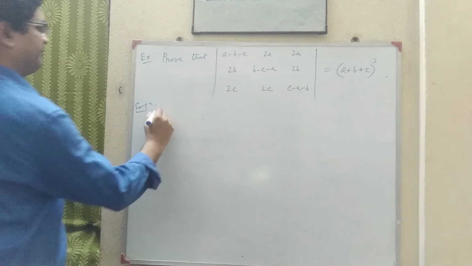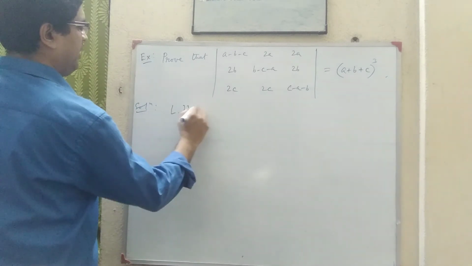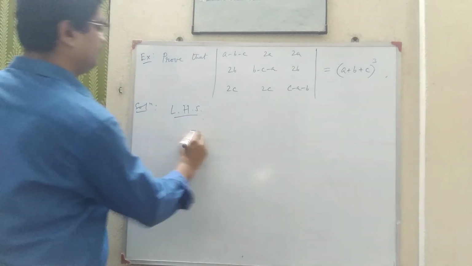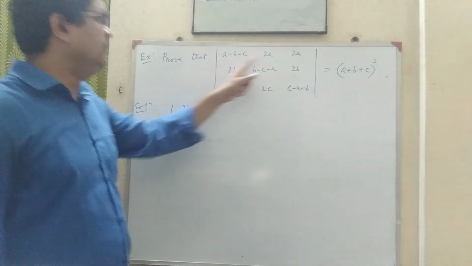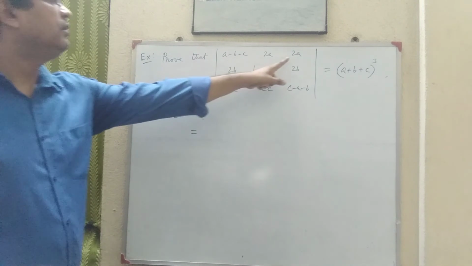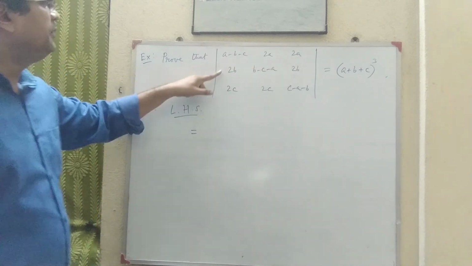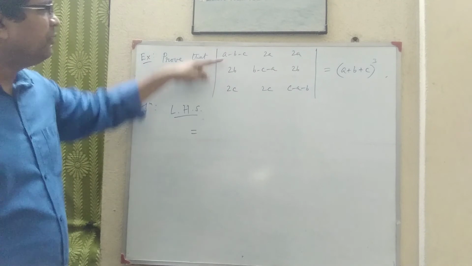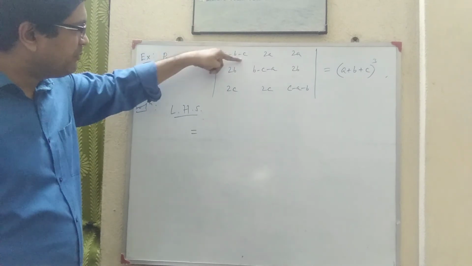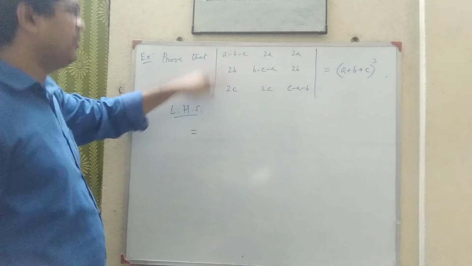Solution. Here LHS is equal to, you see that a minus b minus c, here it is 2a, 2a, and here it is 2b, 2c. So if we apply the row operation here, that means if we apply r1 plus r2 plus r3, look at the elements very carefully.